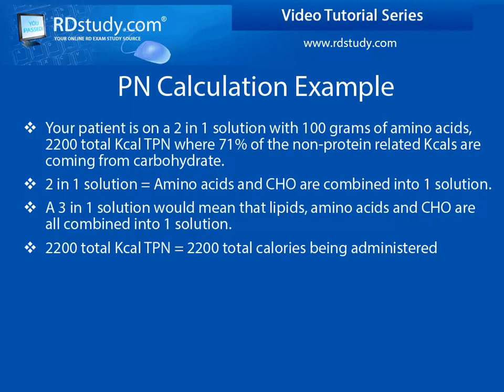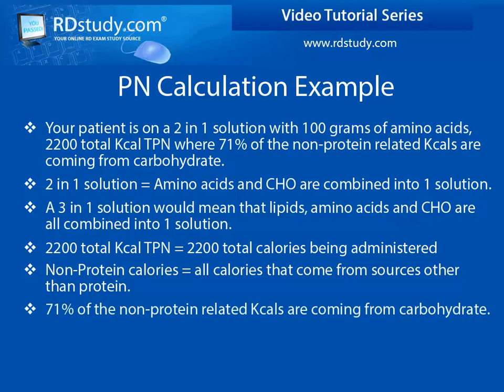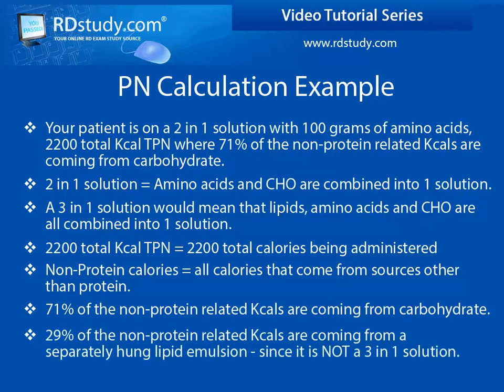Nothing new there. Now to what many consider the most confusing part, the term non-protein calories. All this refers to are the calories that come from either carbohydrates or lipids. Here, 71% of the non-protein calories are coming from carbohydrates. This also indicates that the remaining non-protein calories are coming from a separate lipid emulsion, since it is not a 3-in-1 solution, and that the lipid emulsion makes up the remaining 29% of the non-protein calories.